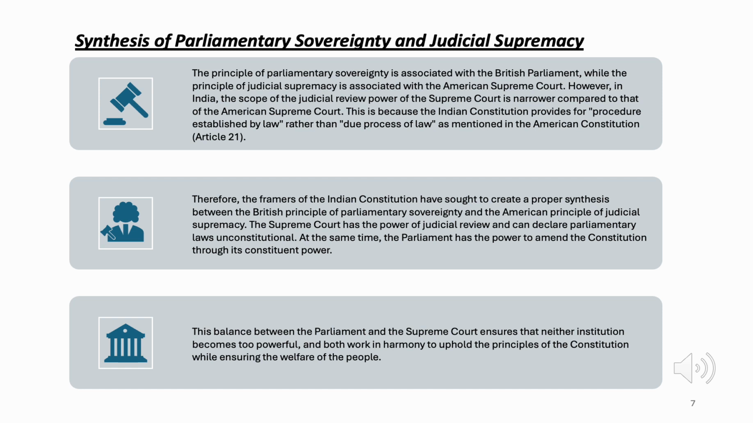Therefore, the framers of the Indian Constitution have sought to create a proper synthesis between the British principle of parliamentary sovereignty and the American principle of judicial supremacy. The Supreme Court has the power of judicial review and can declare parliamentary laws unconstitutional. At the same time, the Parliament has the power to amend the Constitution through its constituent power. This balance between the Parliament and the Supreme Court ensures that neither institution becomes too powerful, and both work in harmony to uphold the principles of the Constitution while ensuring the welfare of the people.